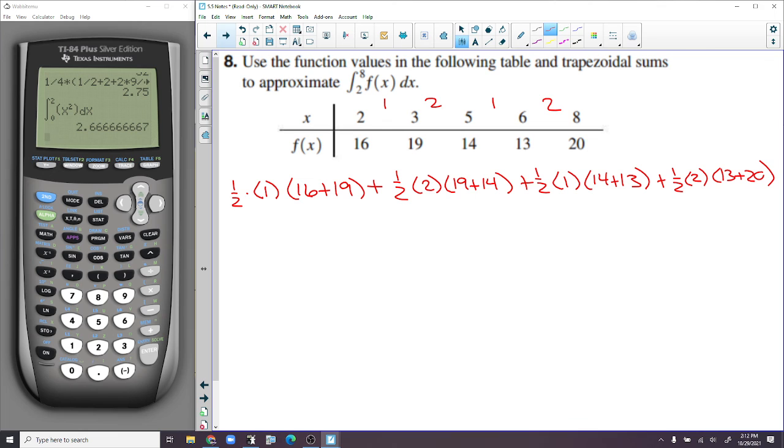So we have 1/2 of 35 plus 33 plus 1/2 of 27 plus 33. I get 97. Hey, I got that in one shot. I've been getting that all day. 97 is an estimate of the area under that function from 2 to 8 if we're just given that table. That's the best we can do. I mean, with trapezoids, it's the best we can do.